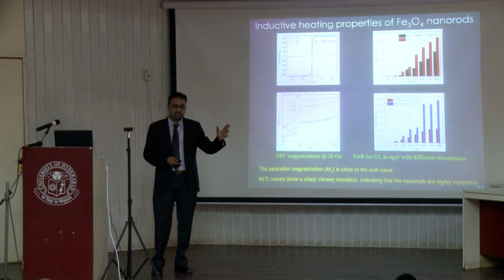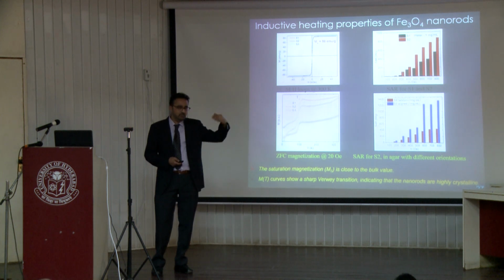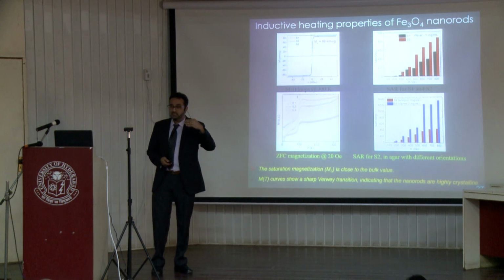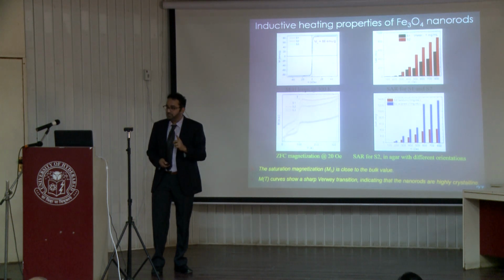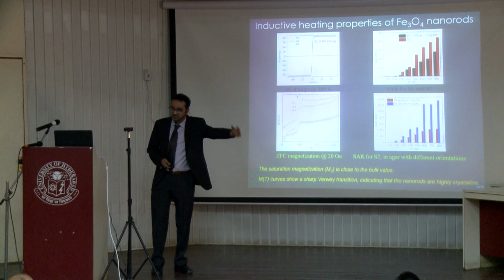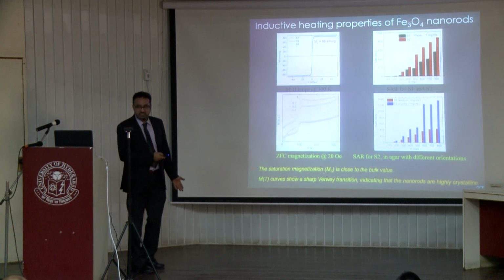Remember that the bulk magnetite is 92. So we're almost there. You can make nanoparticles with magnetization close to the bulk, but they have to be highly single crystalline all the way through. And we can show that using high resolution TEM.